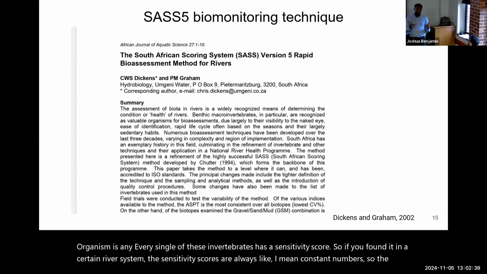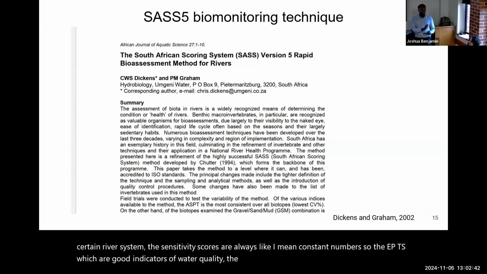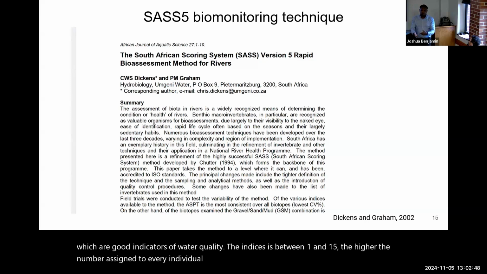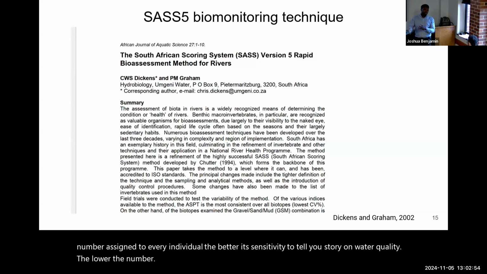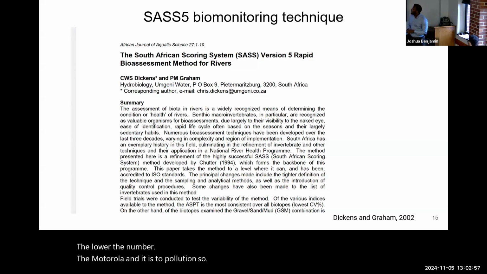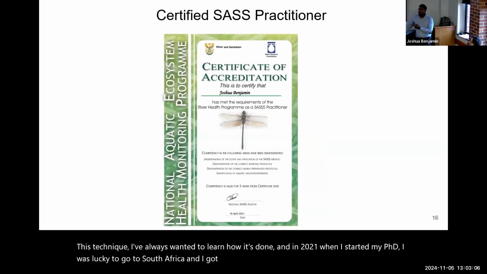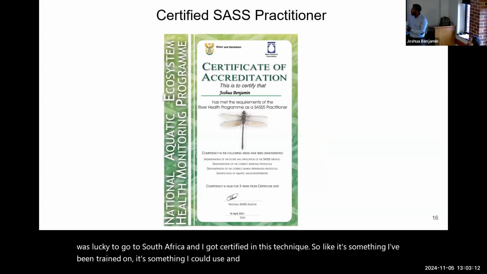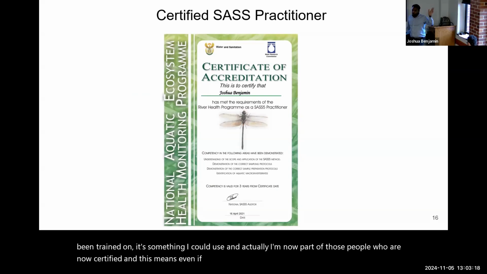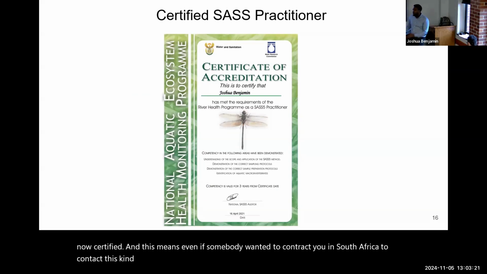So the EPTs, which are good indicators of water quality, the indices are between 1 and 15. The higher the number assigned to every individual, the better its sensitivity to tell you a story on water quality. The lower the number, the more tolerant it is to pollution. So this technique, I've always wanted to learn how it's done. And in 2021, when I started my PhD, I was lucky to go to South Africa and I got certified in this technique. So it's something I've been trained on, something I could use. I'm now part of those people who are certified. And this means even if somebody wanted to contract you in South Africa to conduct this kind of work, you are eligible, I could do it.